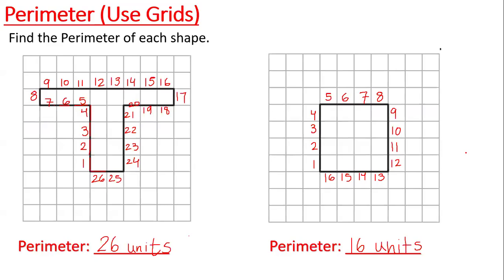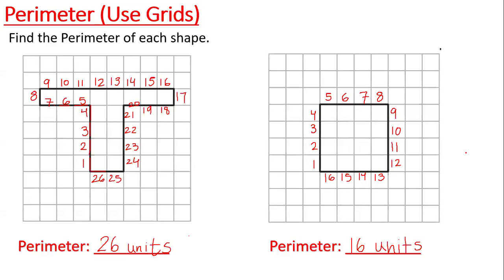Can you explain to me what we're doing, please? Because I really don't understand. Okay, you see the shapes on the screen, right? The goal is to find the perimeter of the shapes. Now, the perimeter is the distance around the shape, all right? You have to find the distance around that shape, and we do that by counting each length.